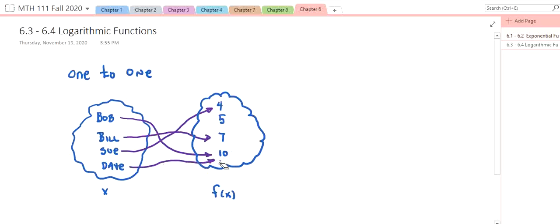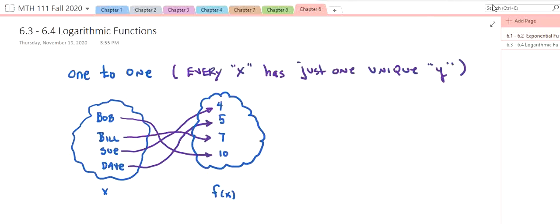And that's the way parabolas look. So a parabola is a function. Well, for a function to be one-to-one, you don't want somebody sharing a y value. Everybody has to have a separate y value. So a one-to-one function is every x value has just one unique y value, like this.